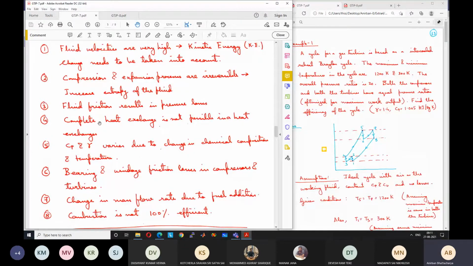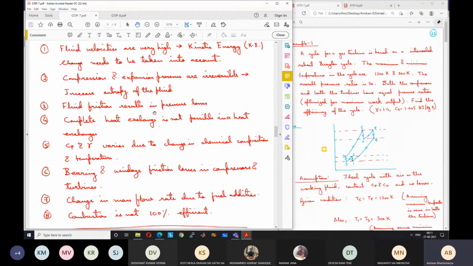So the fourth point is that complete heat exchange is not possible in a regenerator. Heat exchanger means the regenerator. We have already seen that. Typically the regenerator effectiveness is around 90%. You can increase the effectiveness of a regenerator by increasing the surface area for heat exchange, but that will lead to more pressure losses. If there are more pressure losses, again, that will lead to less work output from the turbine. And the system will also become bulky.